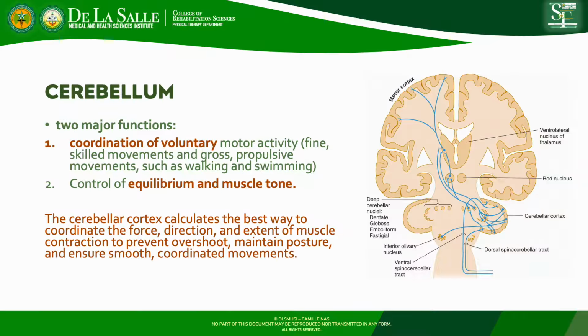So the two major functions again of the cerebellum are coordination of voluntary motor and fine skilled movements. Aside from that, it is also very important for equilibrium and muscle tone. So balance is also a function of the cerebellum. The cerebellar cortex again calculates the best way to coordinate the force, direction, and extent of muscle contraction to prevent overshoot, maintain posture, and ensure smooth coordinated movement in execution of a skill.